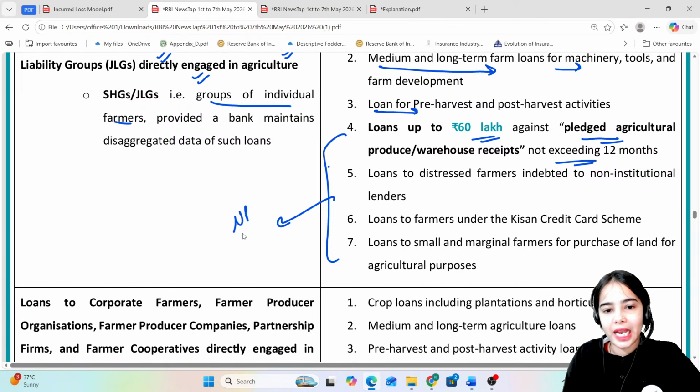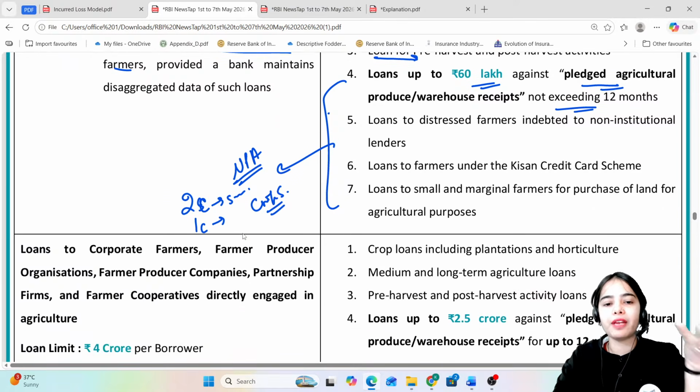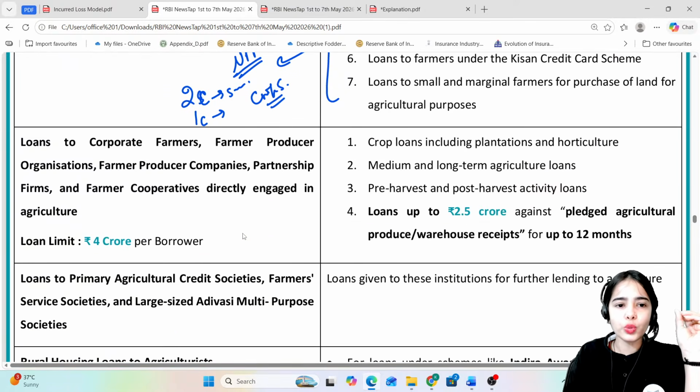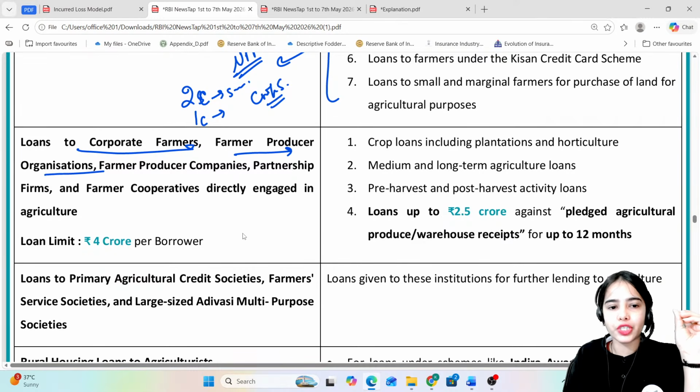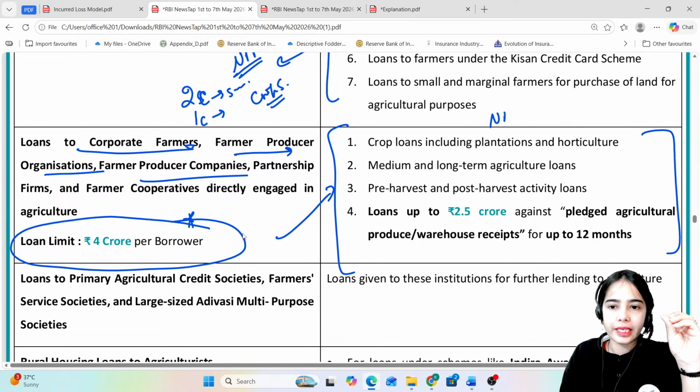will come under the NPA categorization only when the crop season criteria is met, that is 2 crop seasons for the short term crop and 1 crop season for the long term crop have passed. Then they will be considered NPA. Loans to corporate farmers, farmer produce organizations, farmer produce companies, partnership firms, if they have taken the loan up to the limit of 4 crore per borrower, will also be considered NPA only on the basis of the crop season.